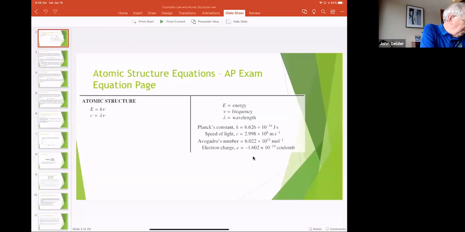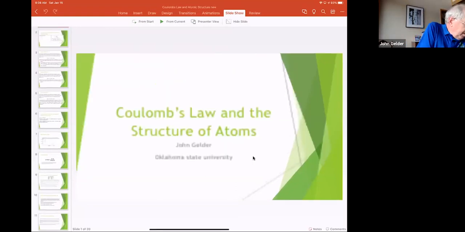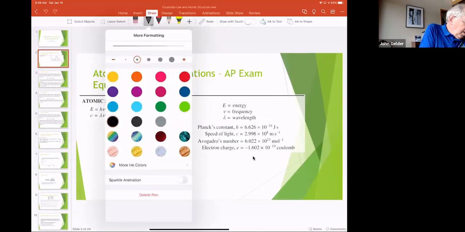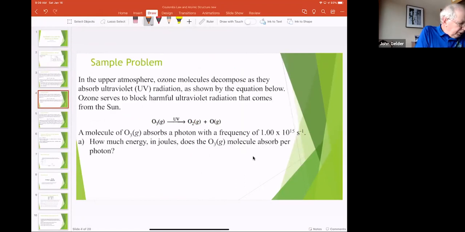So let me go back here to our equation, E equals h nu. Yeah, I want to draw. And so I'm going to go with orange. I hope that doesn't offend anybody. And so we're going to look at this equation to calculate the energy of that photon. So I'm going to jump back to just the A portion of this problem.